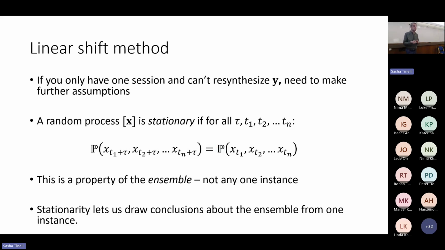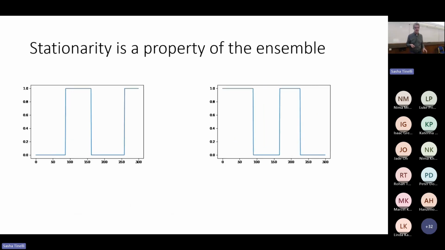A random process, remember, is a probability distribution for sequences, and it's called stationary if you can shift the sequence in time, backwards or forwards, and the probability distribution stays the same. That's a property of the ensemble or of the probability distribution. It's not a property of any one instance. If you look at the data for one session, you can't tell if it's stationary. You need to look at the ensemble. So here's an example.